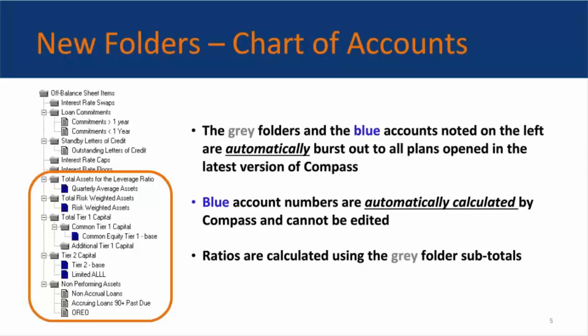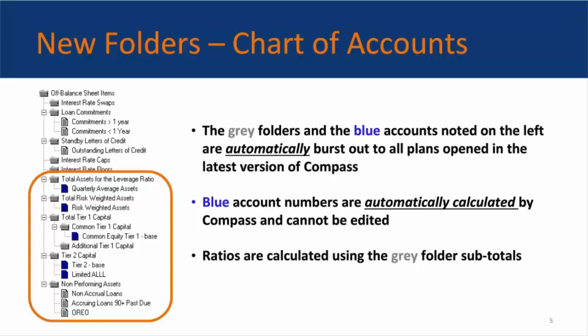But first, let's start with a quick recap of how Compass calculates these Basel III ratios. A new section has been automatically generated near the bottom of the Compass chart of accounts. It includes both capital categories and accounts. The new accounts have blue folders. They're automatically calculated by Compass every time you compute the plan.